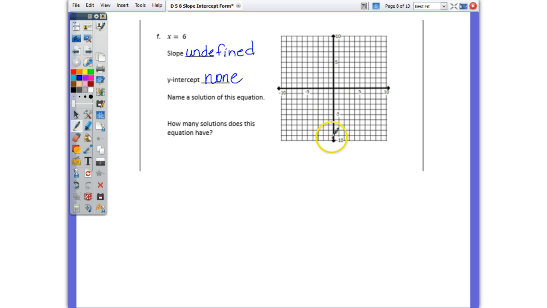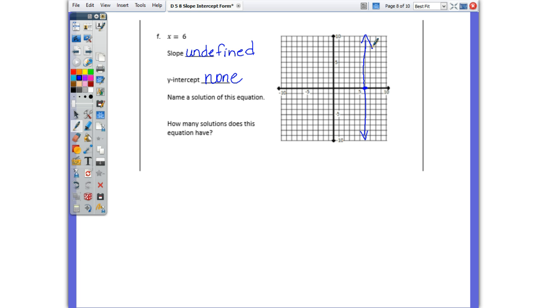Right 6. If it's y equals, but this is x equals. So tell me where I need to go. Right to the 6, because x equals 6, they're telling me. And you said what kind of line? Vertical, because it has that undefined slope. So we follow this line right there.